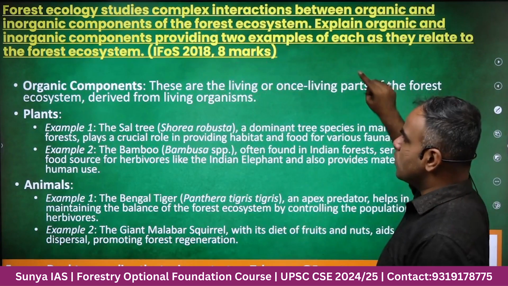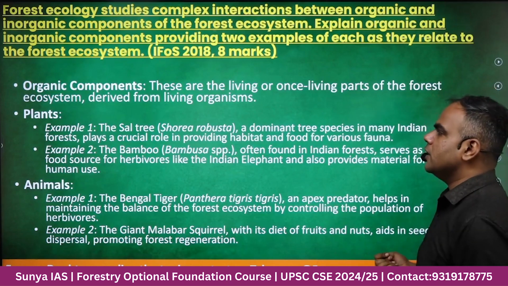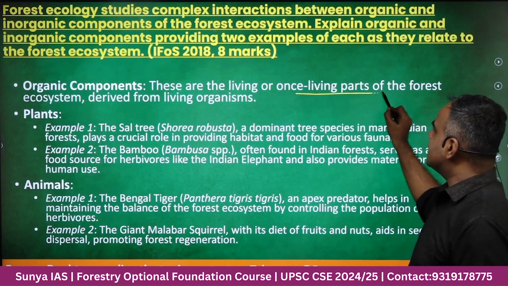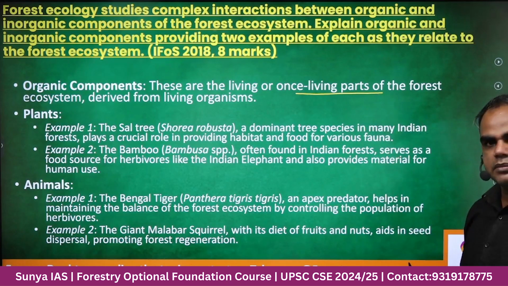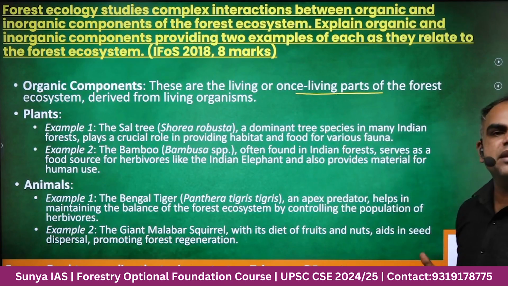Okay. Now see what they are asking you. This is an 8-mark question from 2018. Explain organic and inorganic components, providing 2 examples of each. Okay, not a difficult one. So for example, organic ones. These are the living or the once living part of the forest ecosystem, right? So here I've given 2 examples for plants and 2 examples for animals also.